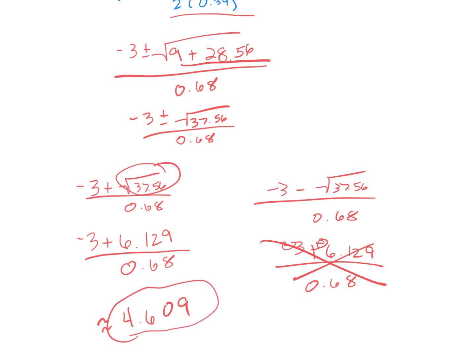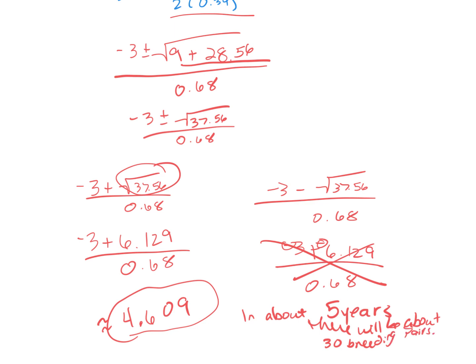All right, so how many years? I'm not going to do 4.6 years because the way it's written, it looks more like it needs to be a whole year. So I'm going to say in about 5 years, so I rounded to my nearest whole number, there will be about, so they rounded that as well, 30 breeding pairs, period. And so that's how I got that.